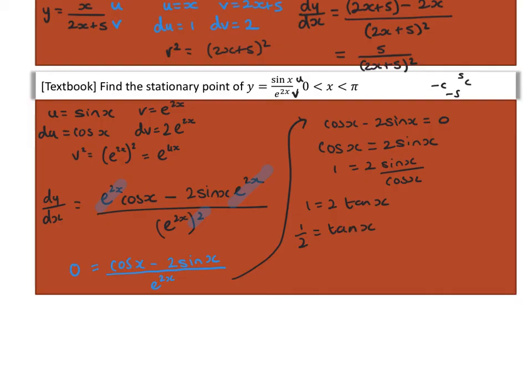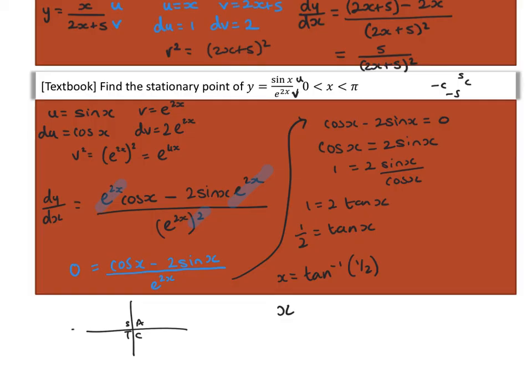Okay, now I can find out what x equals. So x equals tan to the minus 1 of a half. So now remember we're in radians. So please make sure your calculator is in radians, and it's between 0 is less than x, which is less than pi. So shift tan of a half is 0.46.